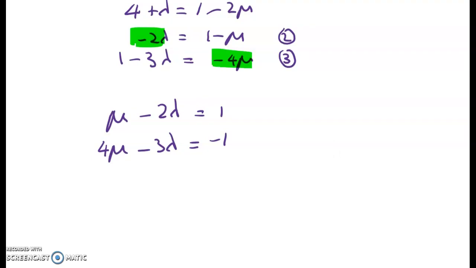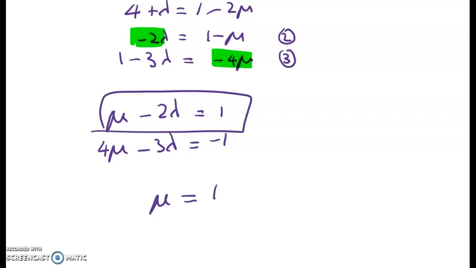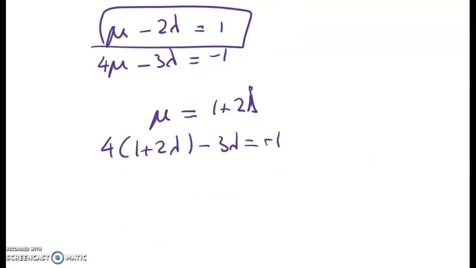Okay, I am actually going to do substitution on this. So mu is equal to 1 plus 2 lambda, and 4 times (1 plus 2 lambda) minus 3 lambda is equal to negative 1. What have I got? Well, I've got 5 lambda plus 4 is equal to negative 1. 5 lambda is equal to negative 5, and lambda is equal to negative 1.